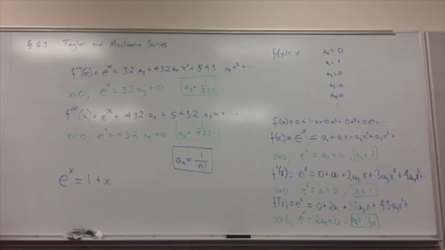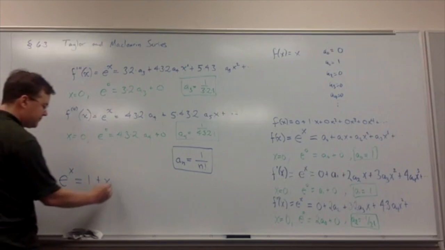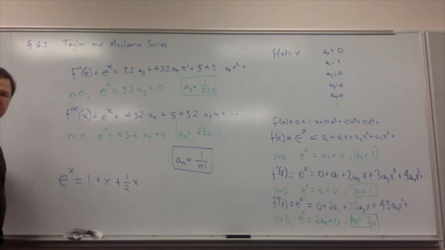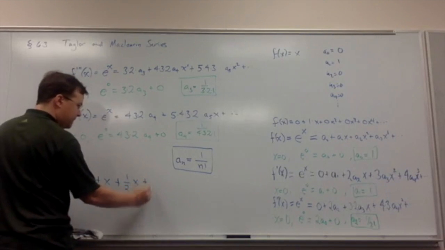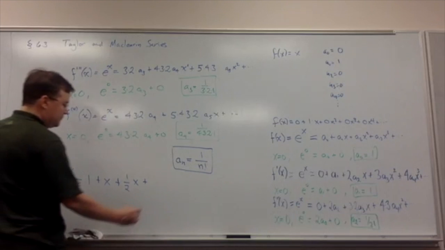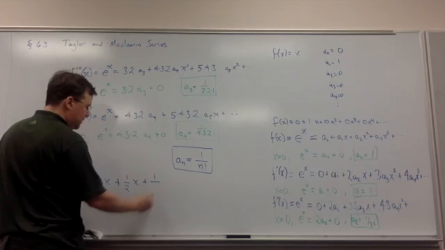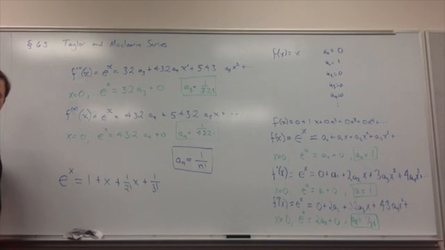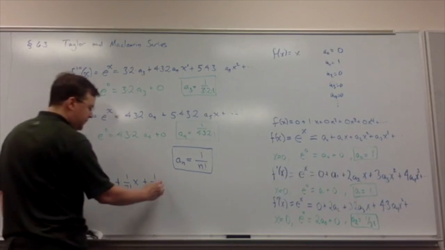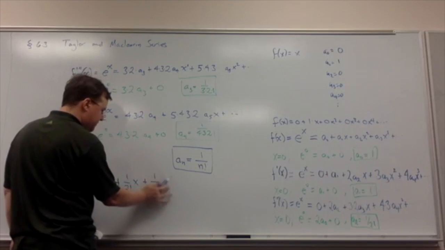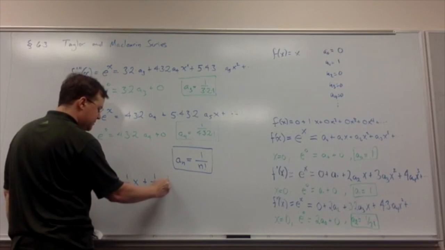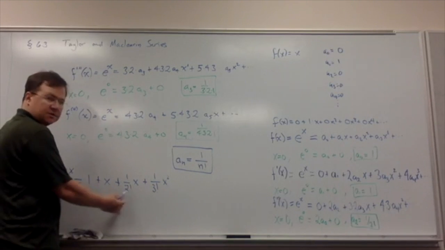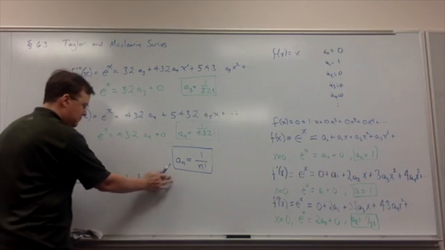The next one's going to be 1/2, so plus 1 over 2 x squared, plus 1/6. I'm just going to write 3 factorial and 2 factorial. Plus, oh, sorry, x squared, actually no, this one should have been a cube.